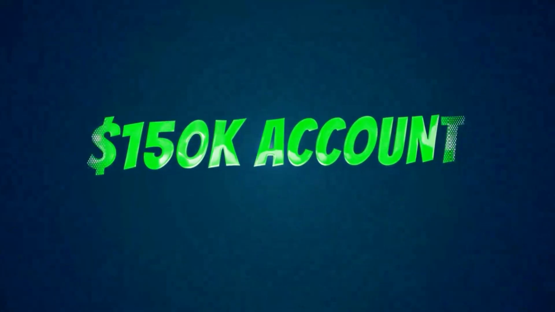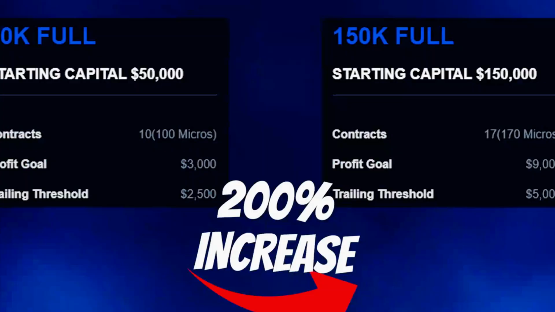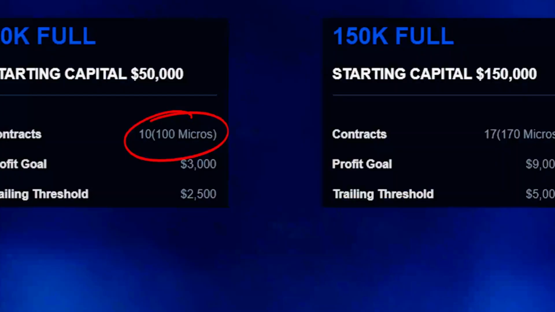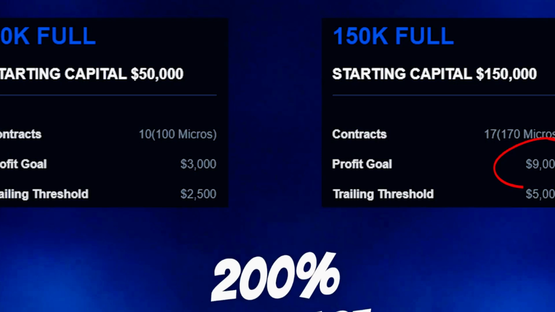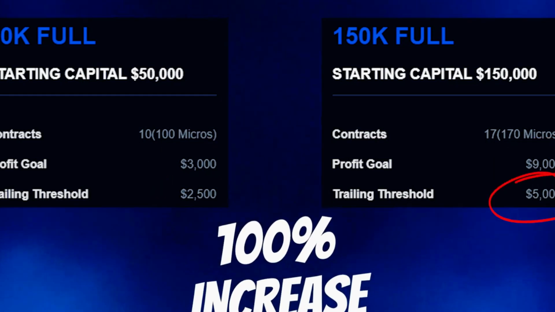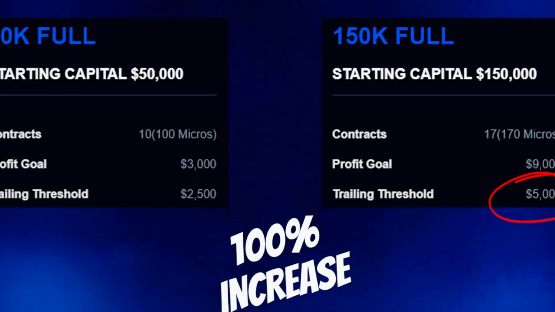But with all that being said, I know some of you watching this want extra capital, so let me show you a slightly different way to consider this problem. Let's use the 150K account as comparison. To go from 50 to 150, that is a 200% comparison. In terms of contracts you can trade, you could go from 10 to 17. That is a 70% increase, not necessarily in line with 200%, but as I said before, that one really doesn't bother me. Looking at the profit target, you have to go from 3K to 9K, which is 200%, and then looking at the trailing drawdown, you have to go from 2.5 to 5, which is only a 100% increase, so not necessarily in line. So at first glance, you might look at those ratios, specifically the trailing threshold and the fact that it's not increasing by 200%, and you might consider this to be a non-option.